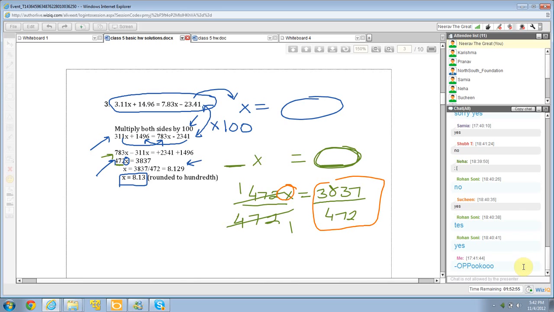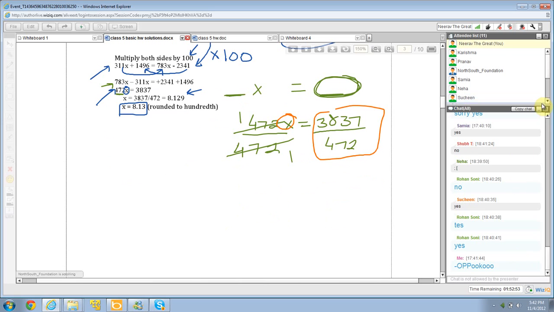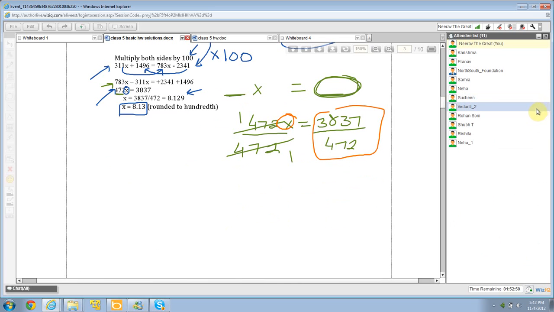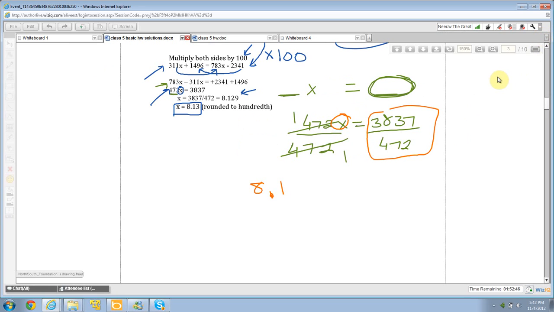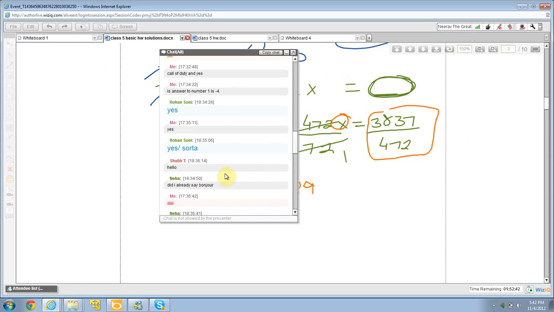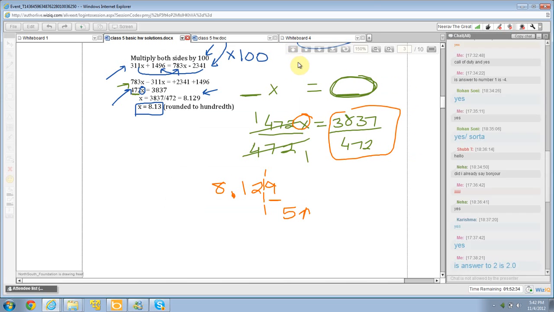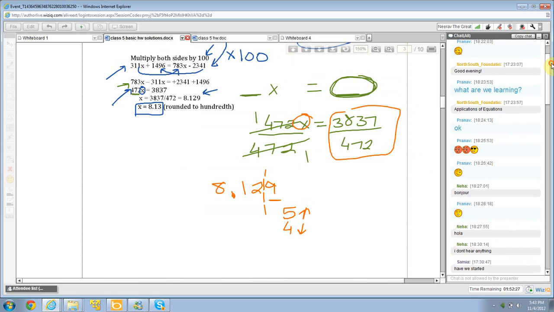Now the question asks for us to round it to the nearest hundredth. So we just plug it in a calculator, or if you want, you can divide it by hand, and you get approximately 8.129, if not exactly. And then the hundredths place would stop right here. But you have to round it. Anything that's 5 or above on the place right next to it, you round up. If it's 4 or below, you round it down, or in other words, you just keep it the same. So since it's a 9, we make it 8.13.